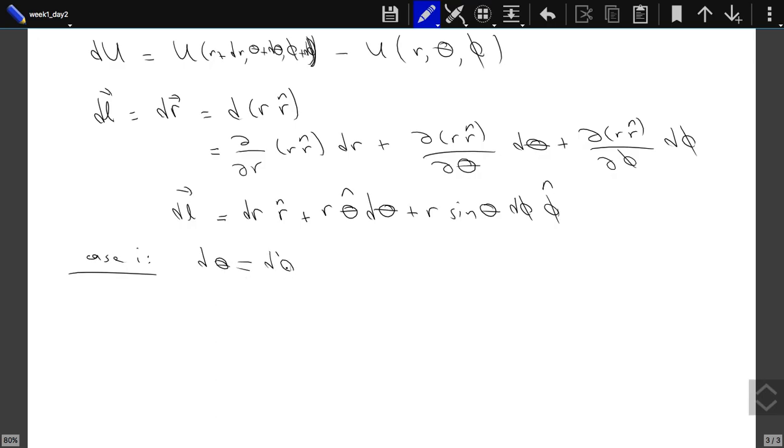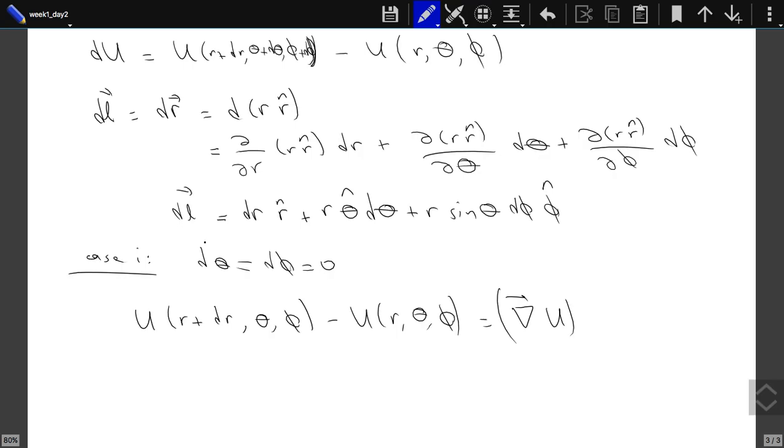The d theta is equal to d phi is equal to 0. So I have these 2 points which only differ by their radial distance. They are in the same direction. So then what we have, du over there, it is u of r plus dr, theta and phi, minus u of r, theta and phi. This should be equal to gradient of u dot dl. dl is dr in the r hat direction.